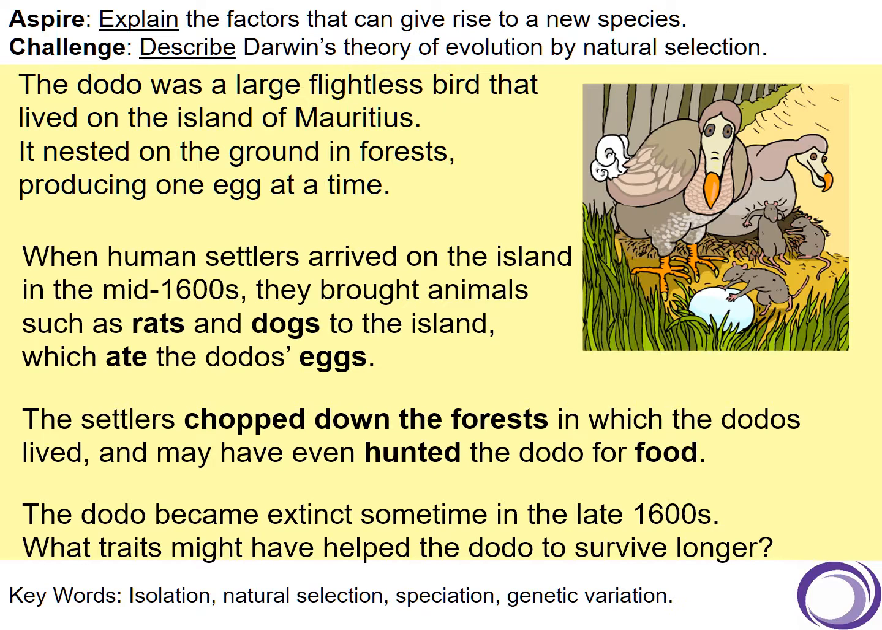Perhaps if it had a sharper beak, it could have defended itself better, or better eyesight might have made it easier for it to catch its prey, or sharper claws may have allowed it to defend itself better. So there's lots of characteristics that could have perhaps made the dodo's life a little bit easier, and then it would have been less likely to become extinct.